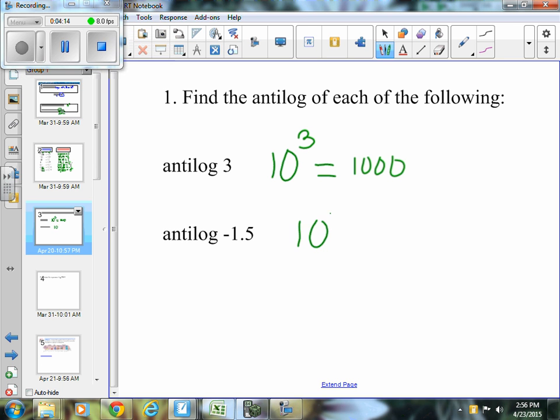That means 10 to the negative 1.5 power. So negative exponents, those are going to be small numbers because it's 1 over. That's the same thing as doing 1 over 10 to the 1.5 power. So if you do that on your calculator, you should get about 300ths, or 0.03. So when you see the word anti or that prefix, that just means 10 to the inverse.